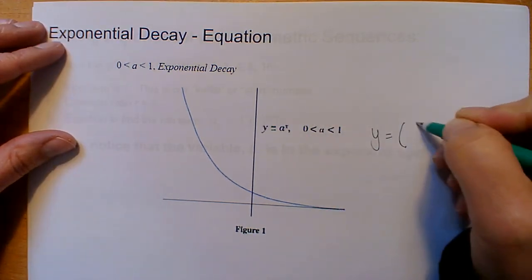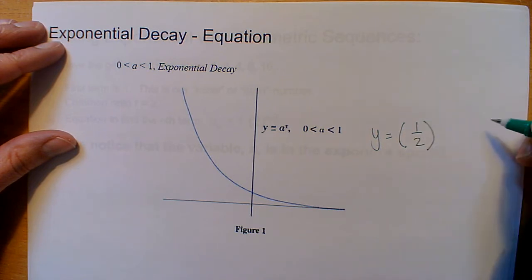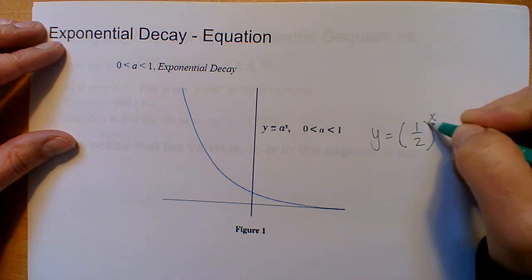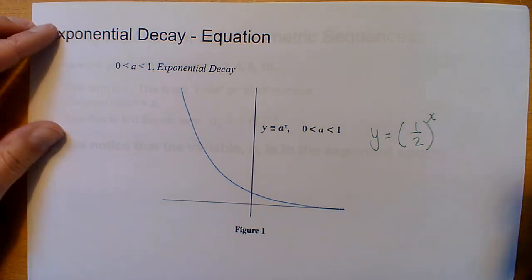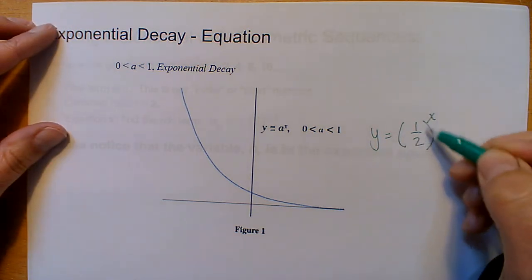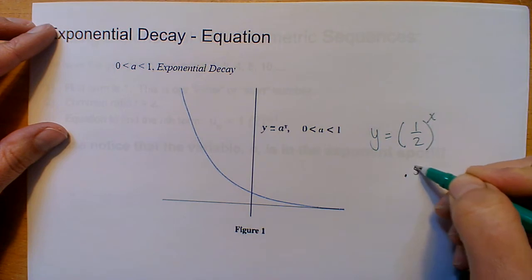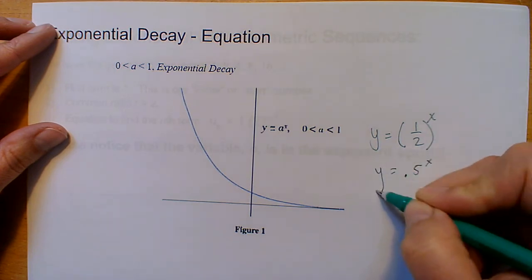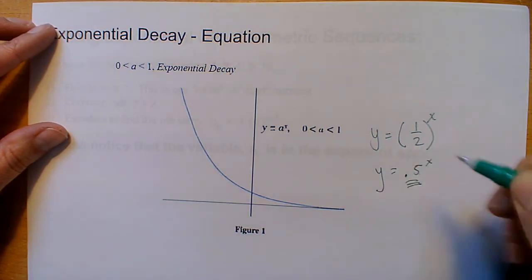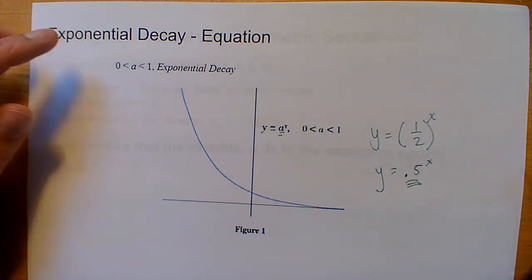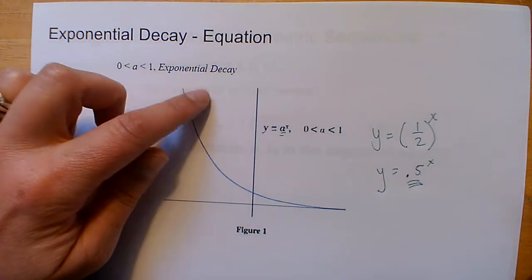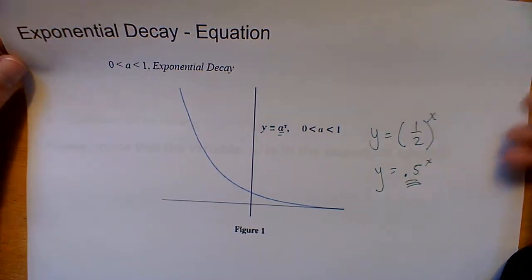So it most likely is going to be y equals 1/2 to the power of x. So y equals 1/2 to the power of x. This number in decimal form is 0.5. So this number right here, which represents our a, is between 0 and 1. And so when the number is in between 0 and 1, it's going to be decreasing, which means exponential decay.